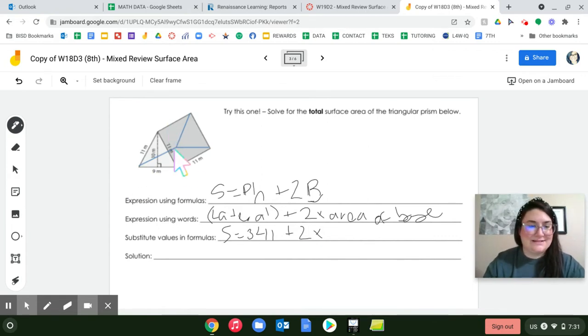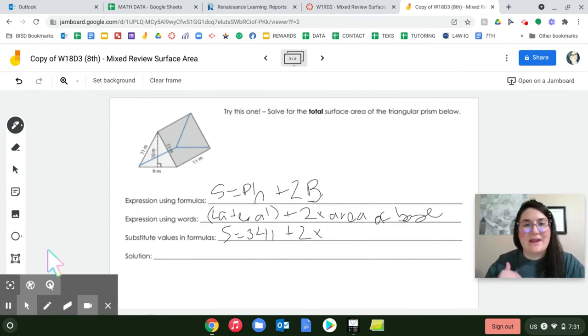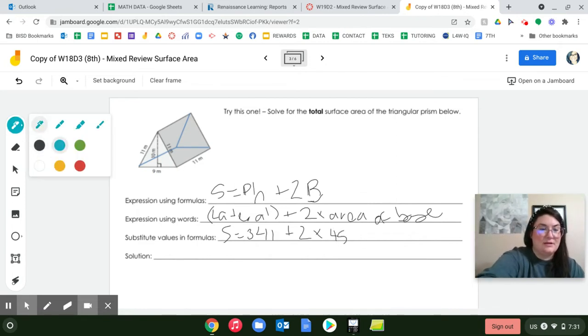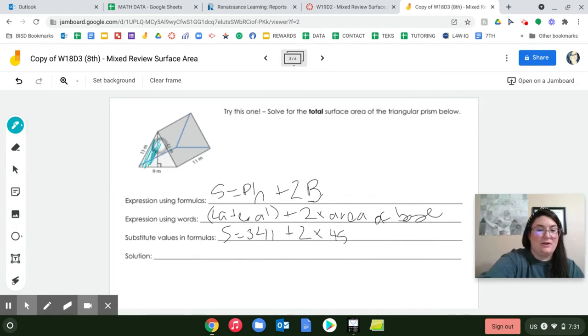The base is this triangle, okay? And the way we find the area of a triangle is 1/2 times base times height, okay? So 1/2 of 9 times 10. 9 times 10 is 90. And we want half of that, so 45. So the area of this triangle right here is 45.